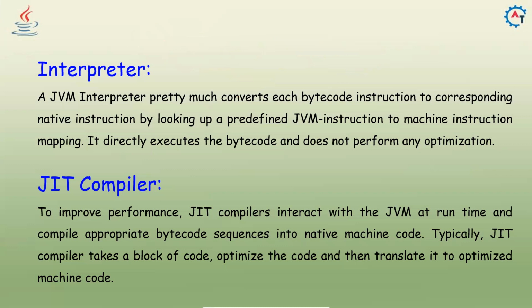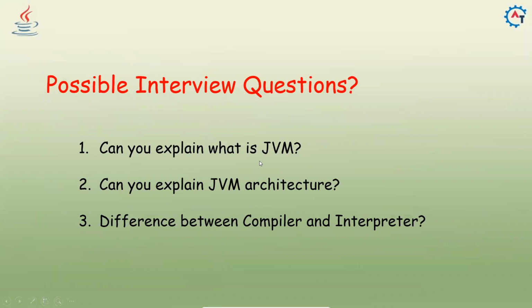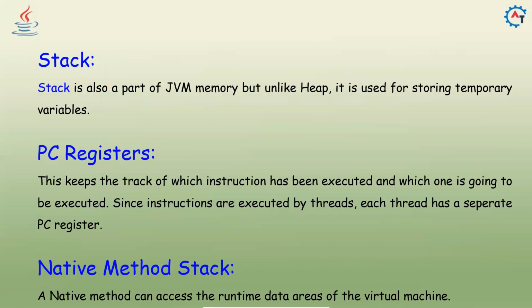So now the JIT compiler. To improve performance, JIT compilers interact with the JVM at runtime and compile appropriate bytecode sequences into native machine code. Typically, the JIT compiler takes a block of code, optimizes the code, and then translates it to optimized machine code. So basically, it improves the performance. It uses the JIT compiler inside it. So this is all about JVM architecture.